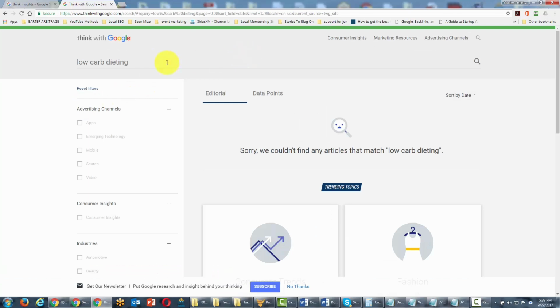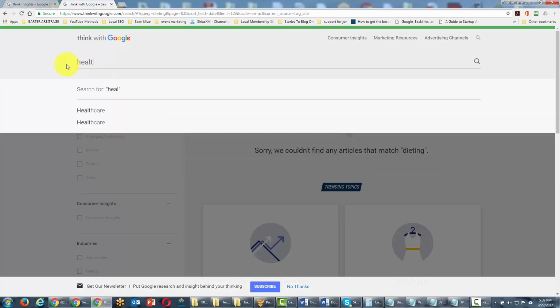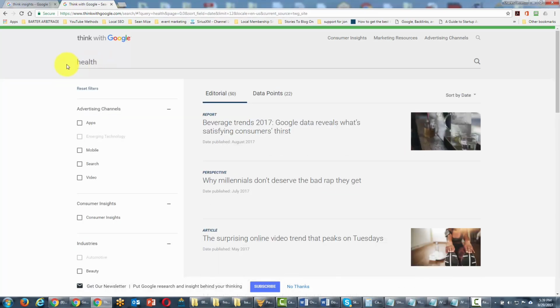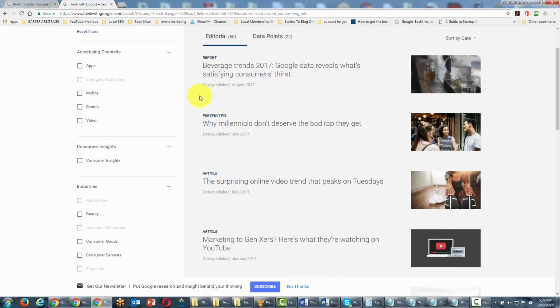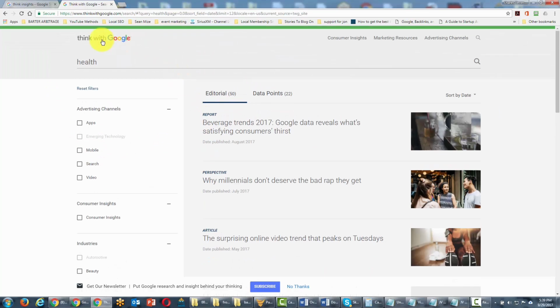Now, it may be that our term doesn't have any particular relevance, so we might need to broaden it. And in this particular case, we might have to broaden it again. And what we'll start to see is that there is insight on broader terms when it comes to marketing from Google's perspective. Think with Google is divided into three basic areas: consumer insights, marketing research, and advertising channels.